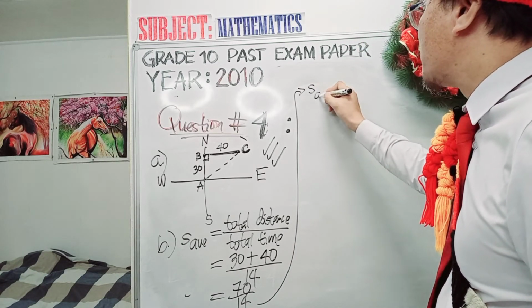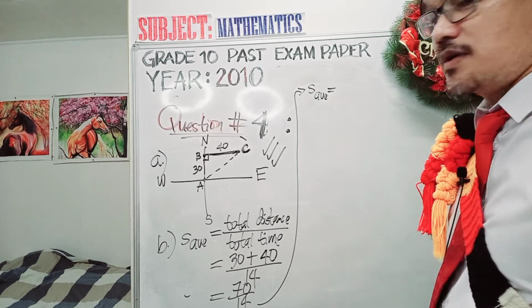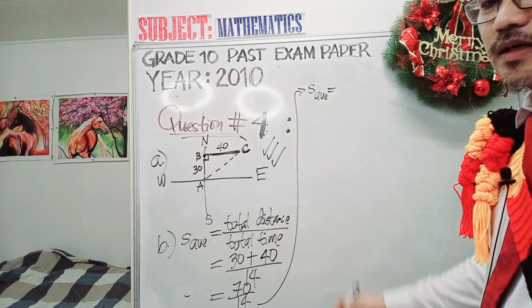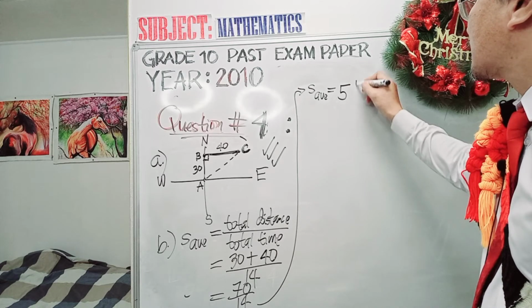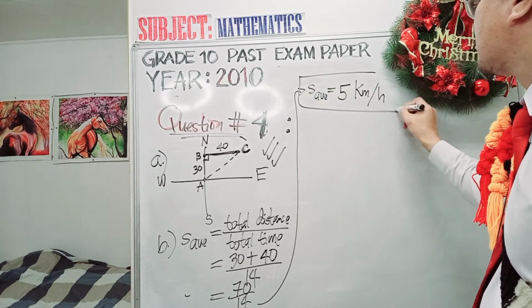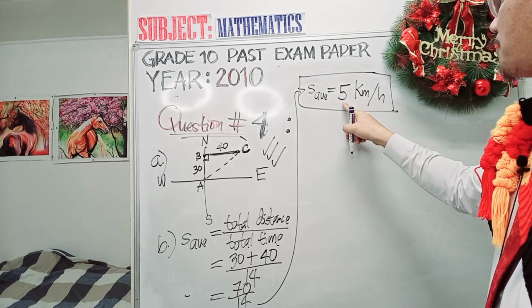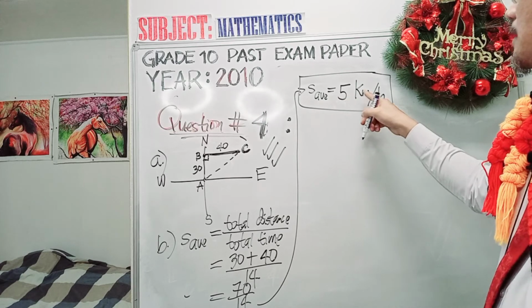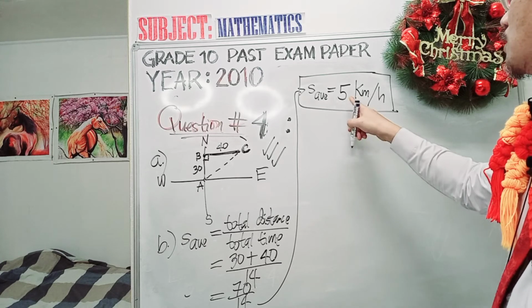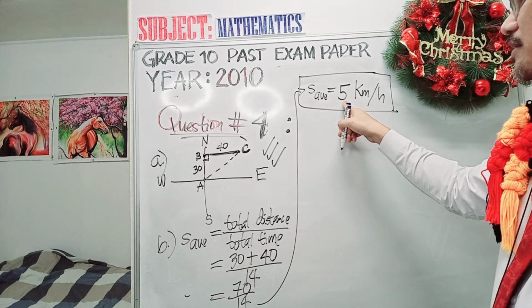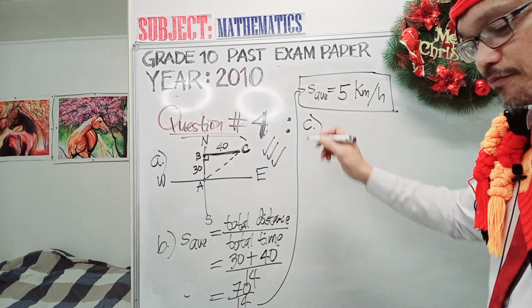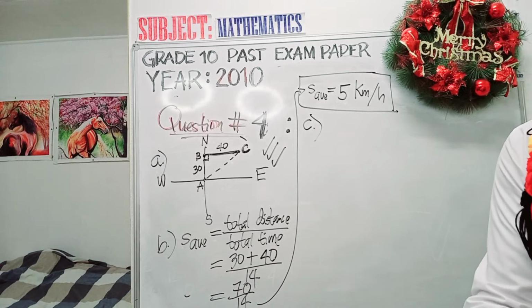So now the answer: the average speed is 70 divided by 14, which is equal to 5 kilometer per hour. Okay, so you will write down now 5. Usually the kilometer per hour is already given in the answer sheet, so just write down 5 kilometer. That's for letter B. For letter C, let's now proceed.